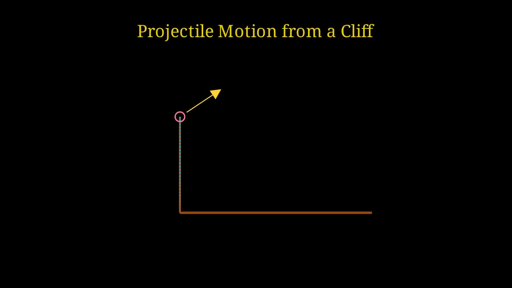Let's solve a projectile motion problem involving a ball launched from a cliff. A ball is launched from a 50-meter high cliff at 20 meters per second with an angle of 40 degrees above horizontal. We need to find how far it lands from the cliff base.